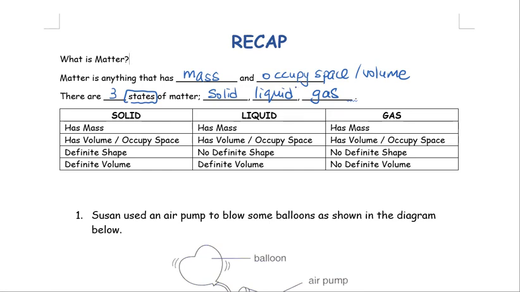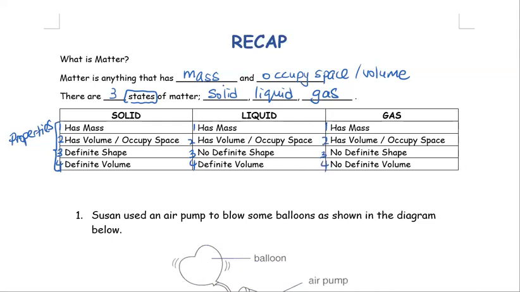So what are the properties of solids, liquids, and gases? Now, these are the properties. Every time the question asks you for a property of a solid, we are looking for one of these four. A property of liquid, one of these four, and gases, one of these four.